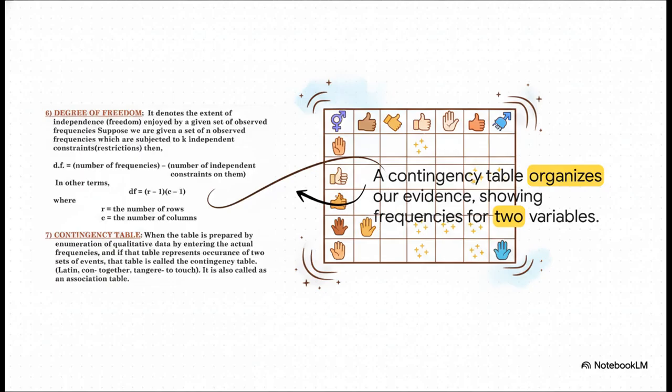To get all our evidence organized, we use this simple little grid. It's called a contingency table. Really, it's just a way to lay out all our numbers so we can see the counts for both gender and handedness all at once. This table is the foundation for everything we're about to do.